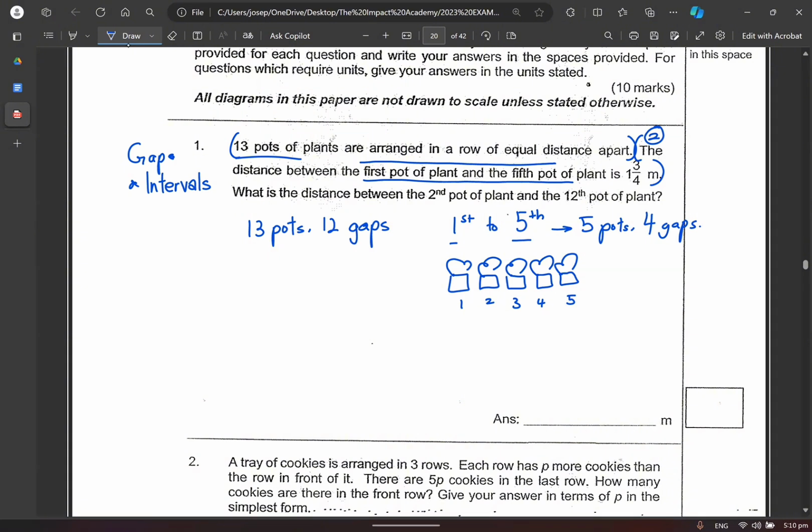5 pots, 4 gaps. And they say that it is 1 3 over 4 meters. So we know that 4 gaps is basically 1 3 over 4 meters. Our job is to find out 1 gap. Am I making sense here? Can you press the calculator and tell me what it is?